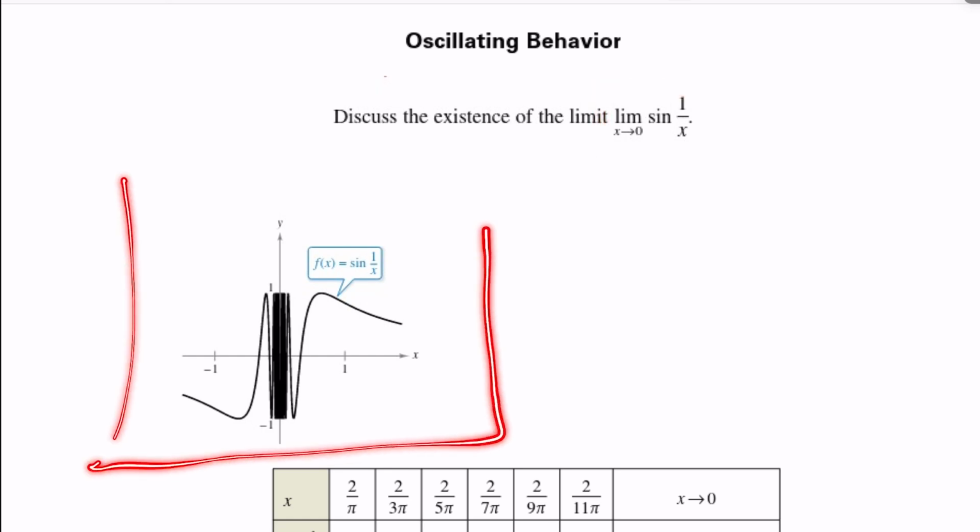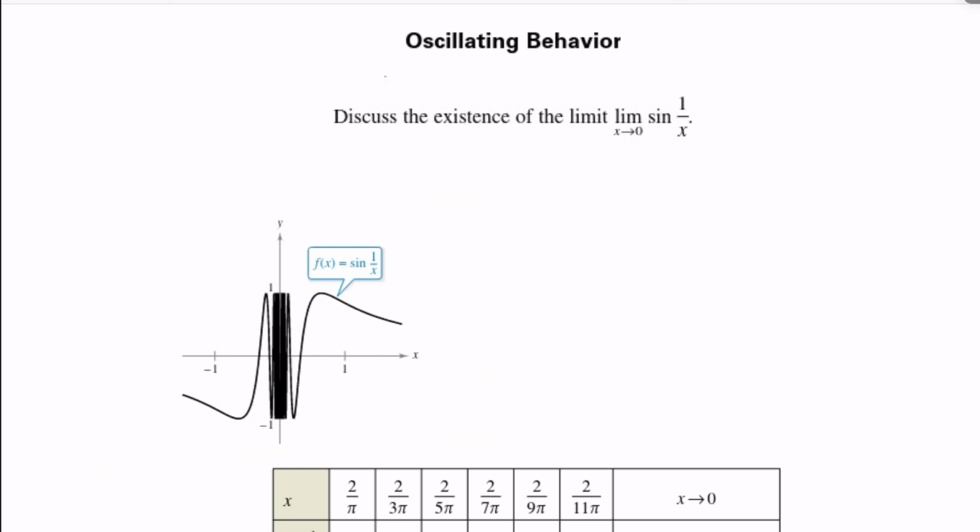Again, this is a graph of our function sine 1 over x. Clearly, you can see that this is 0. And as we approach 0, you can see the function keeps going between -1 and 1, -1 and 1, as we approach 0 from the right. As you approach 0 from the left, it also keeps oscillating between -1 and 1 as we approach 0 from the left.